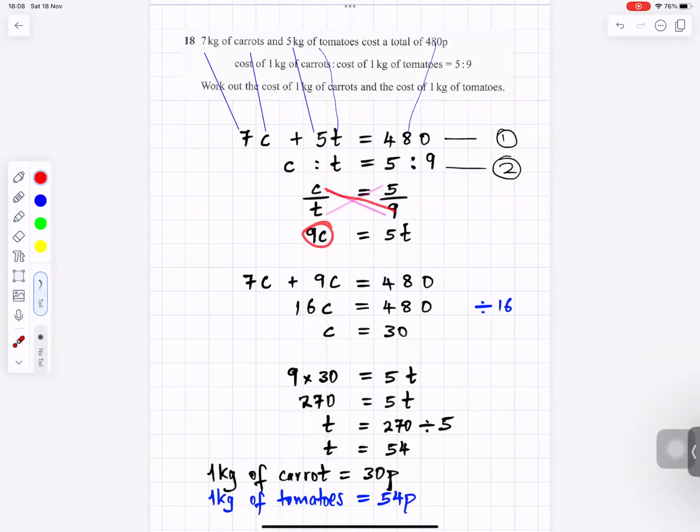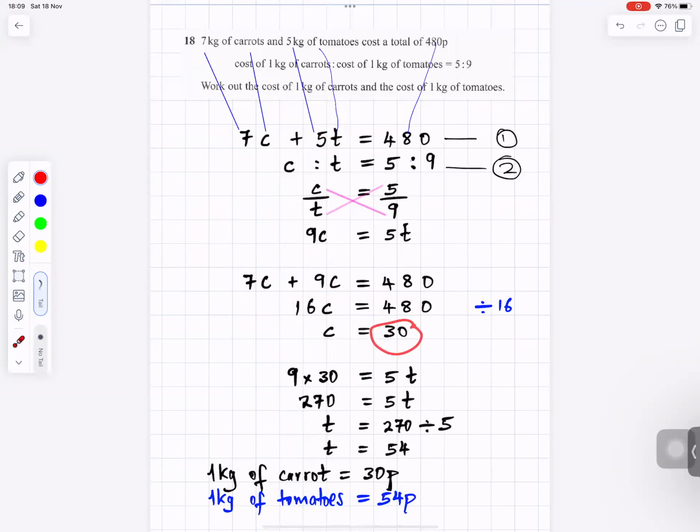9 times C is 9C, 5 times T is 5T. Now we go to equation 1. Equation 1 says 7C plus 5T, but we want to replace that 5T. What do we replace it with? We replace it with 9C. It's equal to 480. The reason is because we now have C and C. We can add 7 plus 9 is 16C. 480 divided by 16. 48 divided by 16 is 3. And you put that 0, so it's 30.